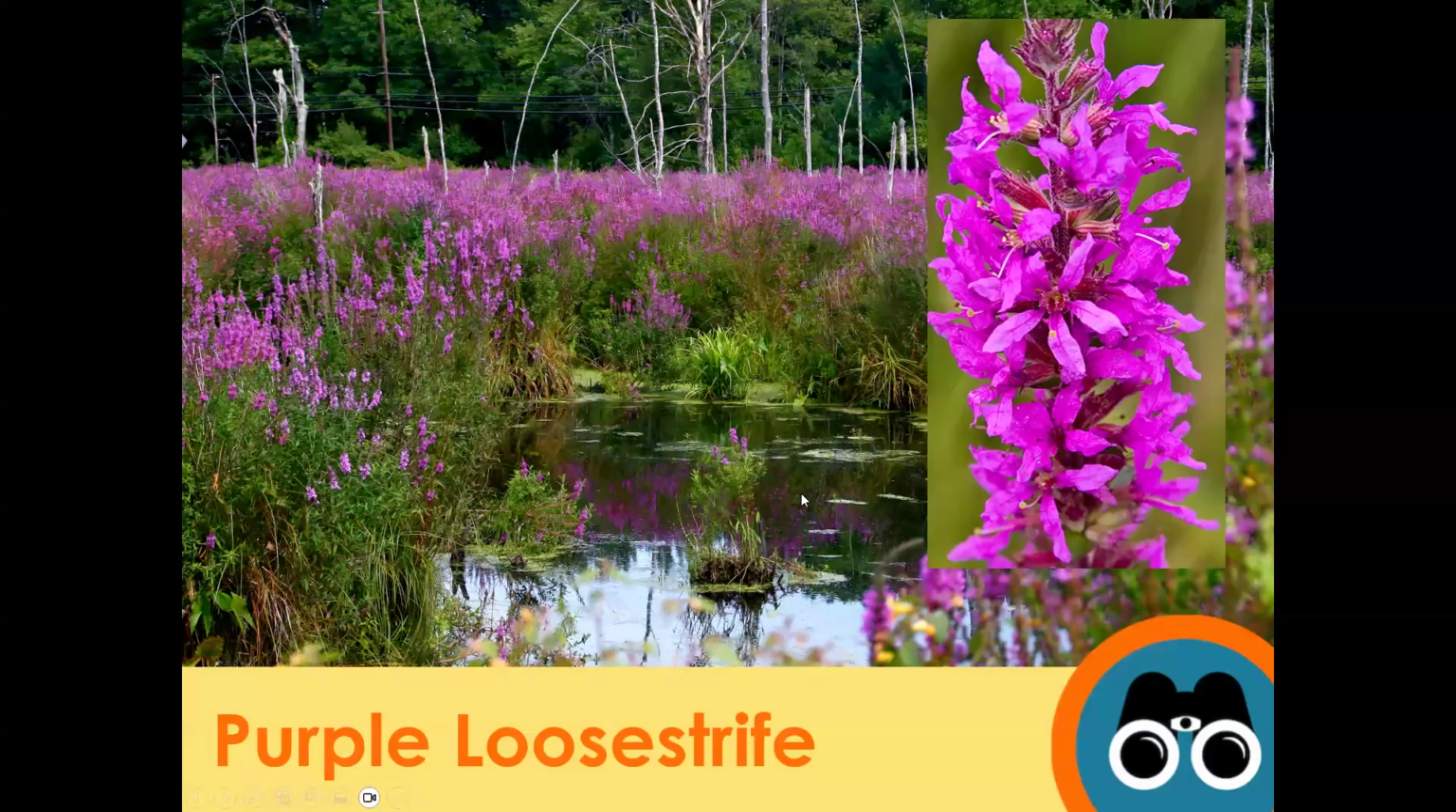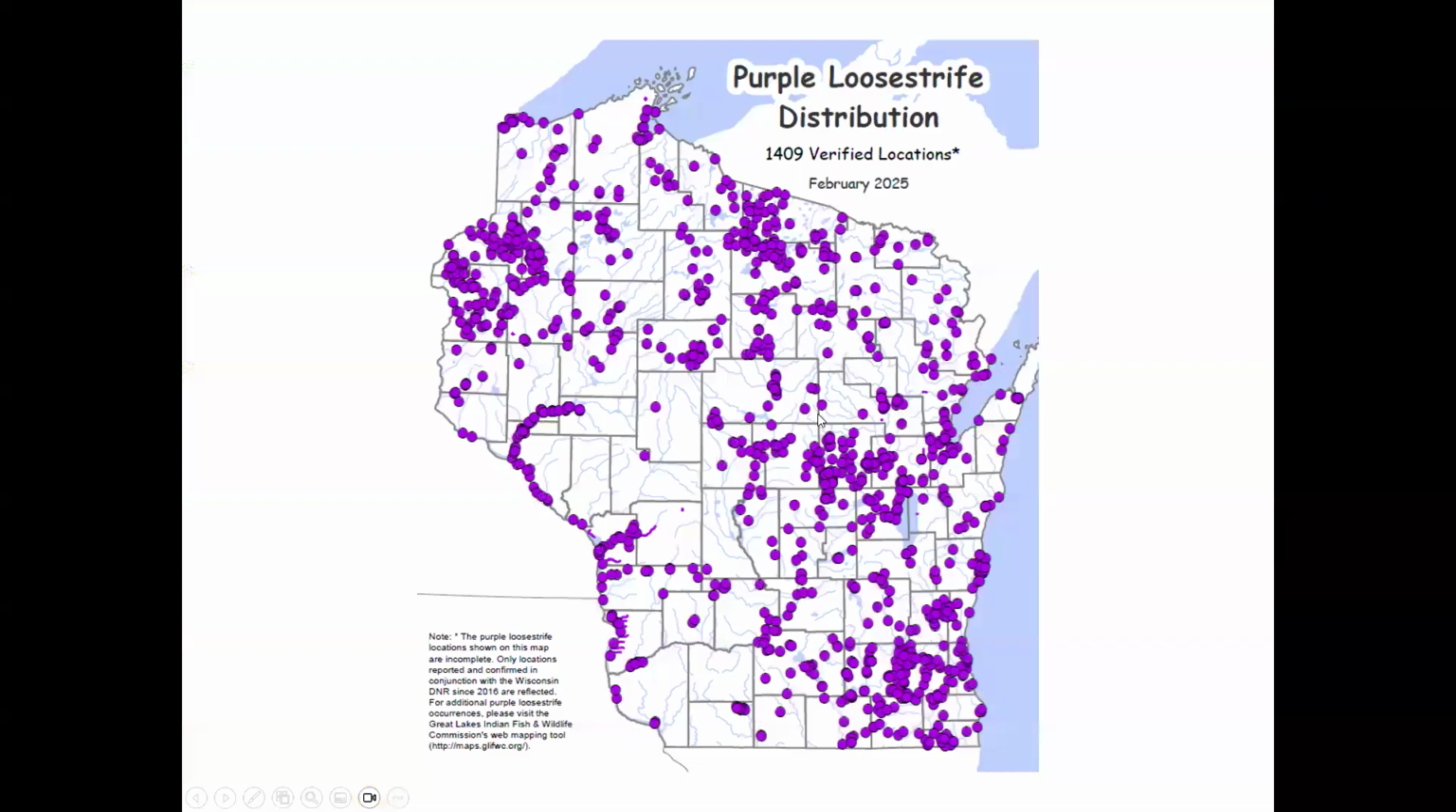Its leaves grow opposite from each other, so when you look at it down the stem, the leaves are growing directly across from each other. And you can see this map isn't even complete because there's an organization called the Great Lakes Indian Fish and Wildlife Commission that also maps purple loosestrife pretty extensively. But this is a very, very common one across Wisconsin.